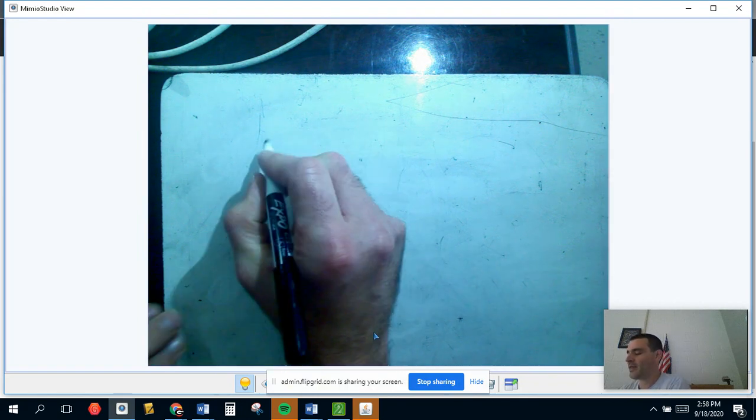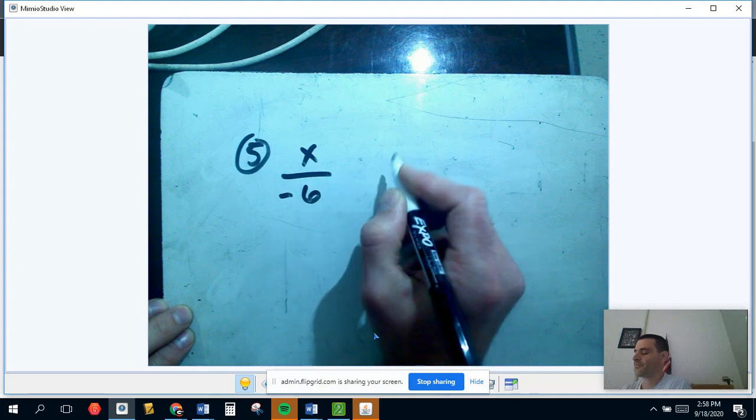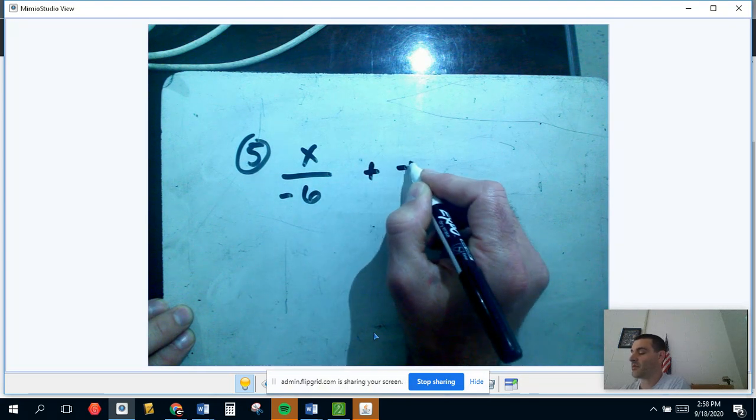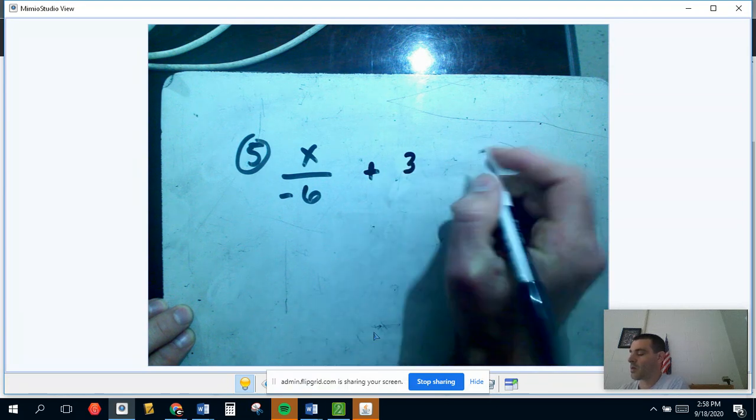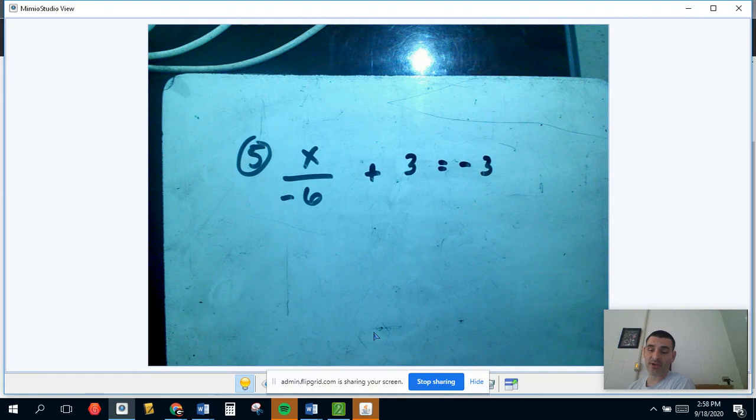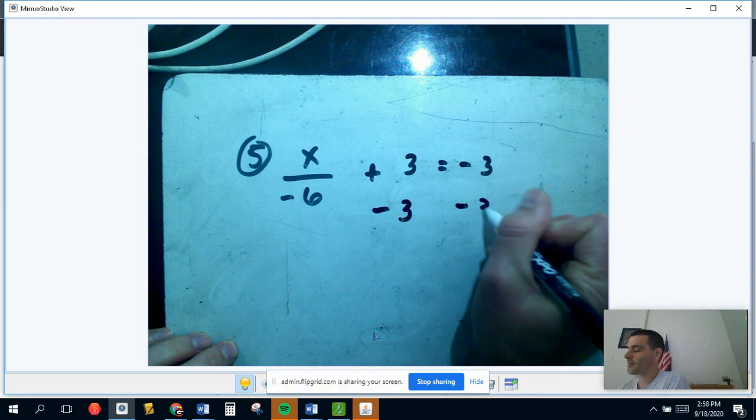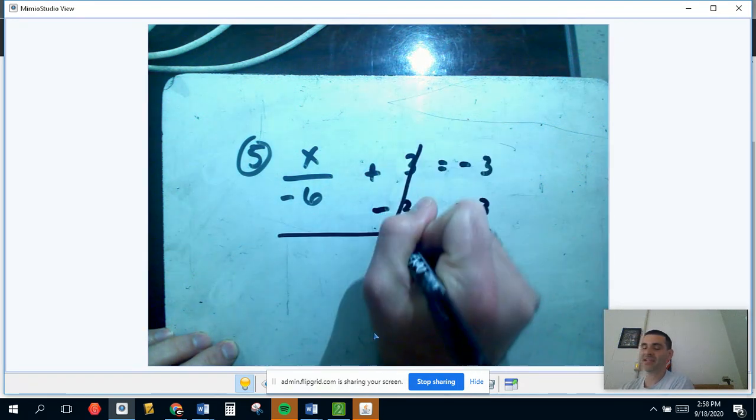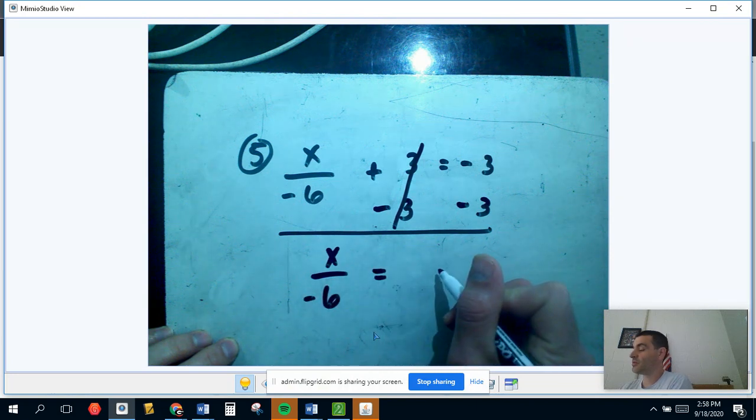Let's say we have x over negative 6 plus 3 is equal to negative 3. Same deal. x is right here. The 3 is farther away. Let's deal with the 3 first. I'm going to subtract it. Again, canceling. x over negative 6 is equal to negative 6.